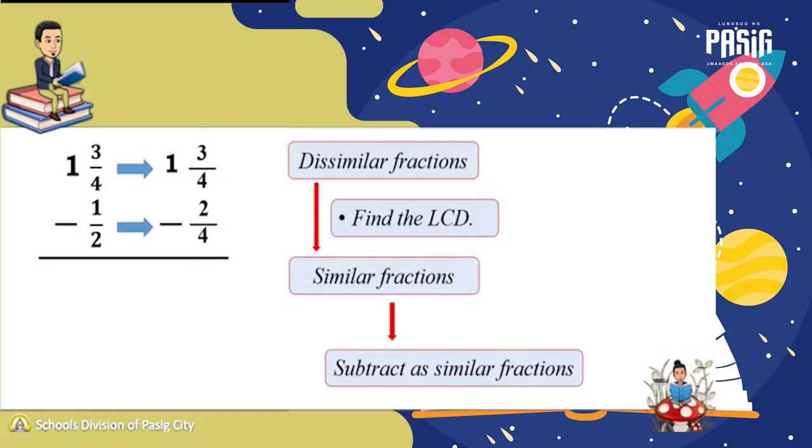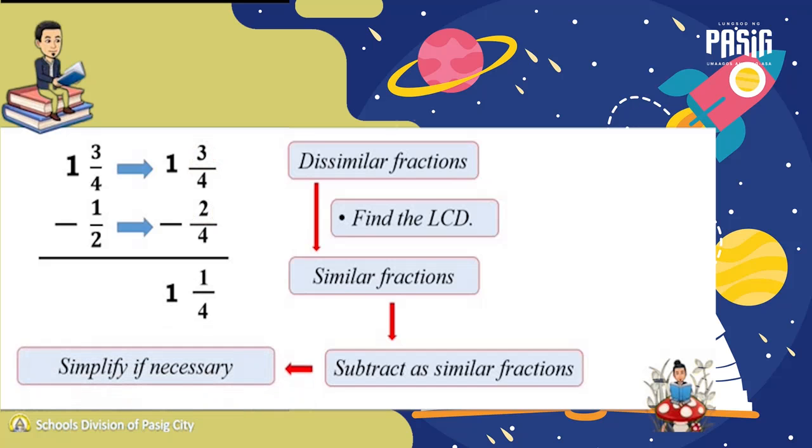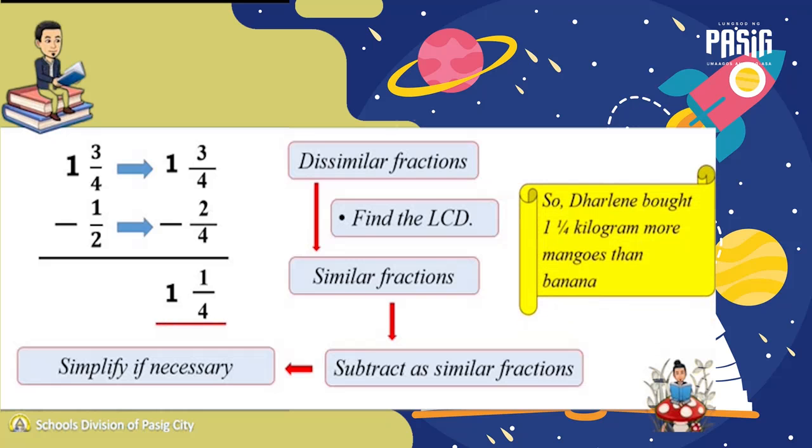Next, subtract as similar fractions. So 3 minus 2 equals 1. Copy the denominator and bring down the whole number. The next step is to simplify if necessary. As you can see, 1 and 1/4 is in lowest term, so the answer is 1 and 1/4. So Darlene bought 1 and 1/4 kilogram more mangoes than banana.